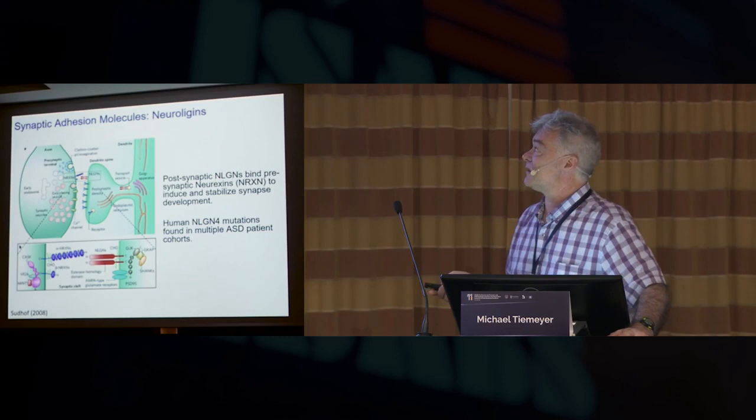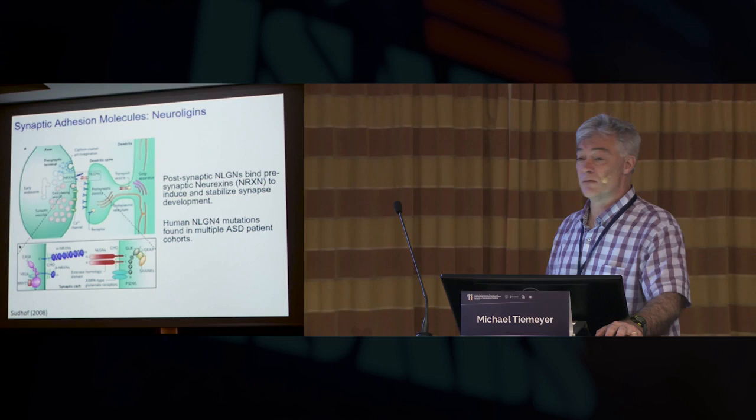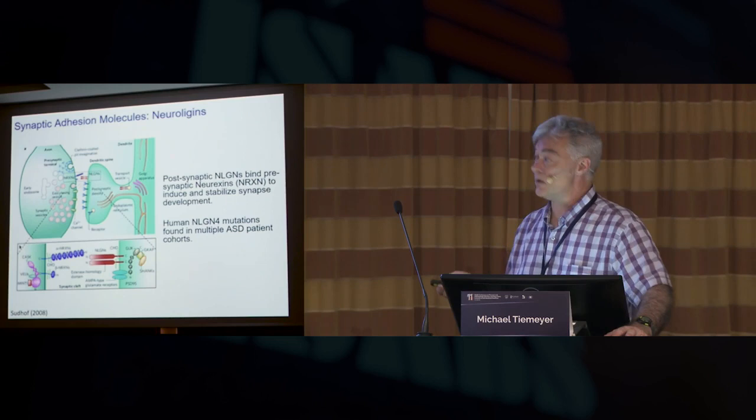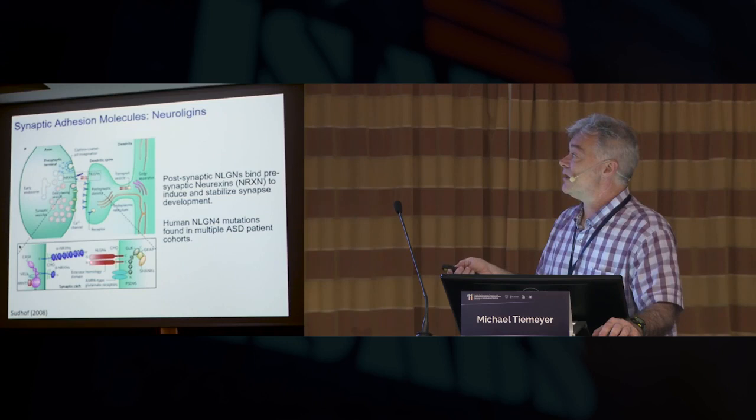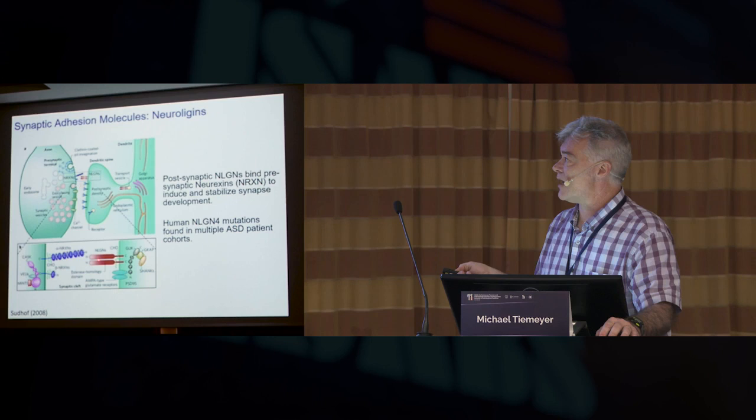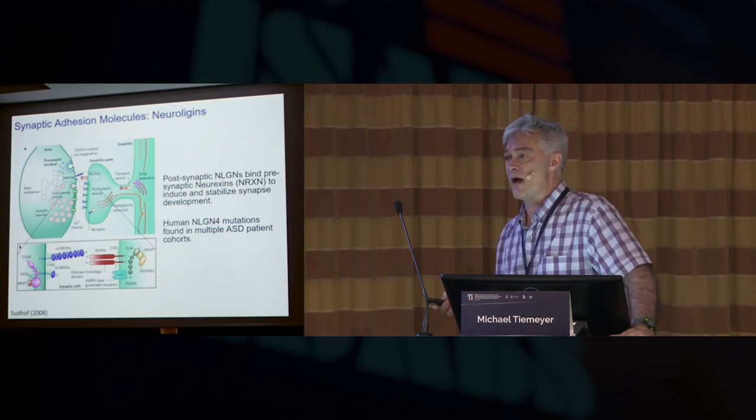Mutations in human neuroligin 4 have been found in multiple cohorts now of autism spectrum disorder, and there's quite a bit of nice structure-function work now addressing how these different mutations affect neuroligin interactions with neurexin. But remember, the phenotype that we're seeing is that mutations in neuroligin 4 are altering glycosylation. And so we'd really like to understand what's the pathway that leads from this interaction towards changes in the secretory apparatus that alter glycoprotein glycosylation.